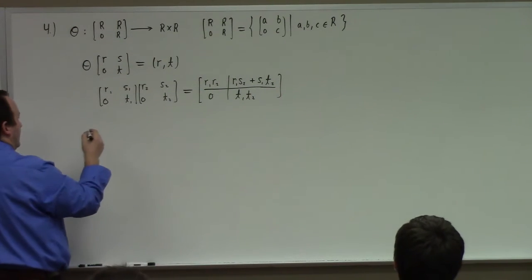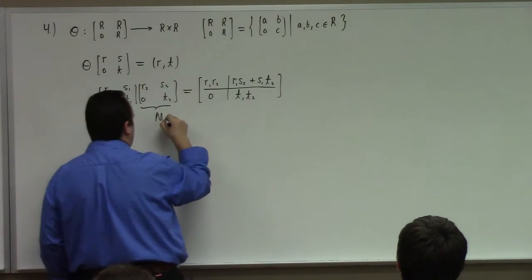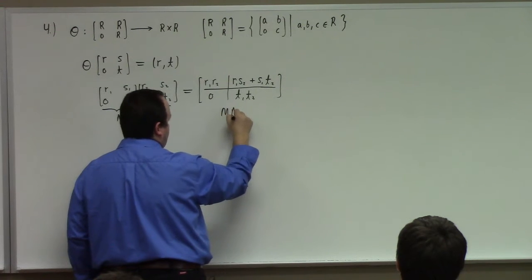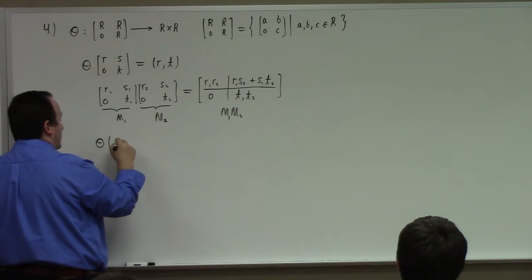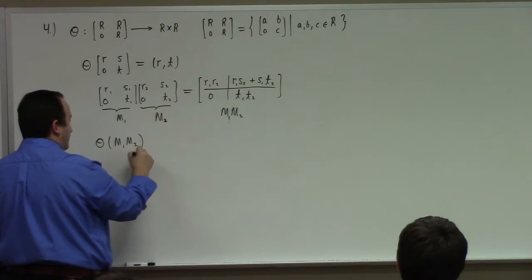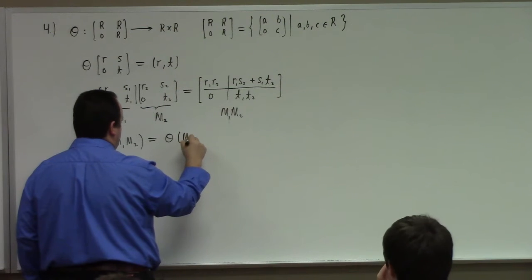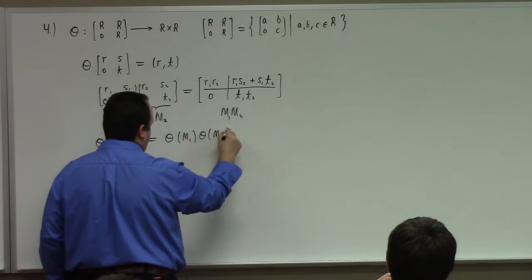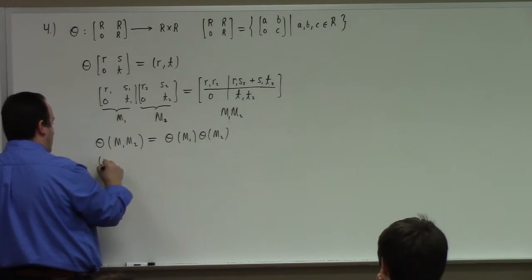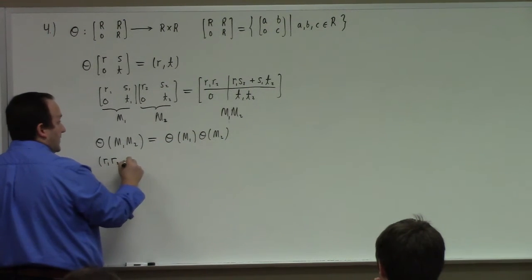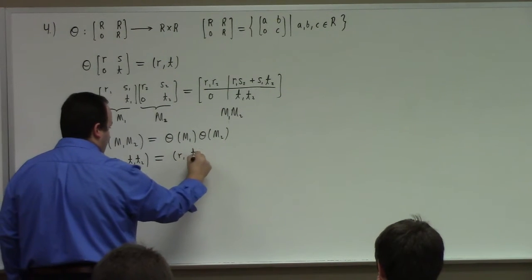So if you look at, let me call this thing matrix 1, matrix 2, right? This is matrix 1 times matrix 2. It's fairly clear from this that theta of the product of M1 and M2 is going to be equal to theta of M1 times theta of M2, because this is what? This is R1, R2, comma T1, T2, right?